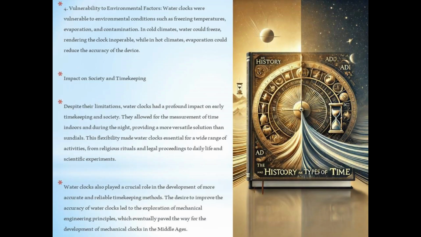Impact on society and timekeeping. Despite their limitations, water clocks had a profound impact on early timekeeping and society. They allowed for the measurement of time indoors and during the night, providing a more versatile solution than sundials. This flexibility made water clocks essential for a wide range of activities, from religious rituals and legal proceedings to daily life and scientific experiments. Water clocks also played a crucial role in the development of more accurate and reliable timekeeping methods.